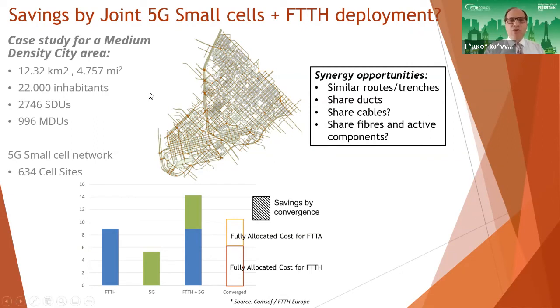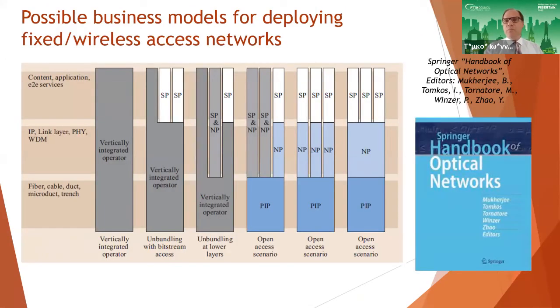So we can actually reduce the total cost by joint deployment of 5G and fiber to the home networks. And we can even think about cooperation between operators and system vendors through different business models that we can have available to reduce the total cost while improving the overall performance. So with that, I would like to close my presentation. And if there are any questions, I will be very happy to take them.